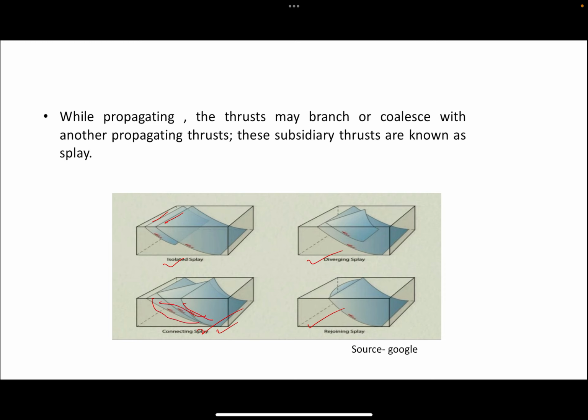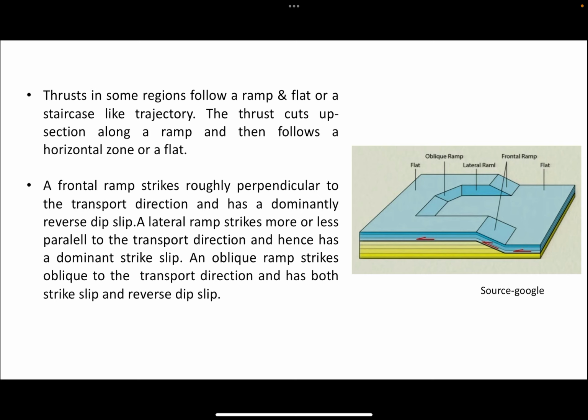In this you can see that. Now this is rejoining. This is known as the rejoining of the splay. Then let's discuss the ramp and flat. Thrust regions have a ramp and flat or staircase trajectory. Ramp, this is known as the ramp, and flat is the horizontal.